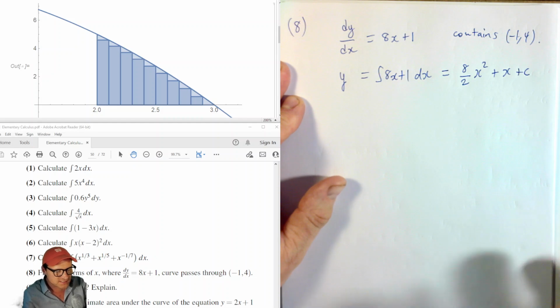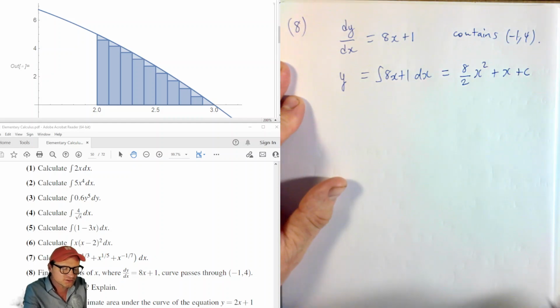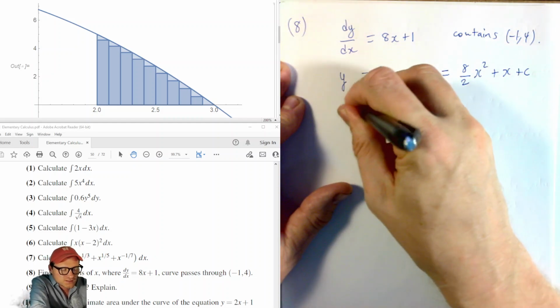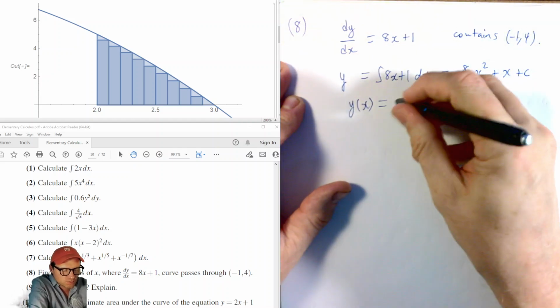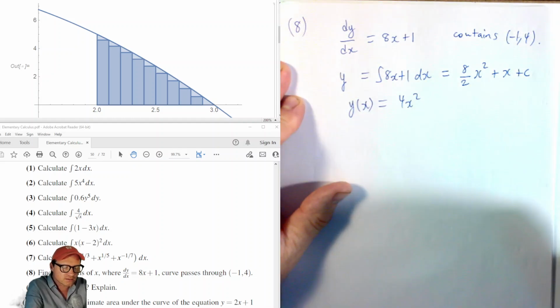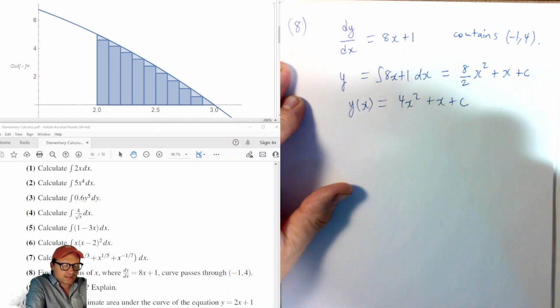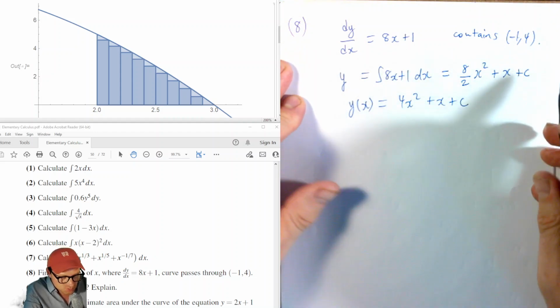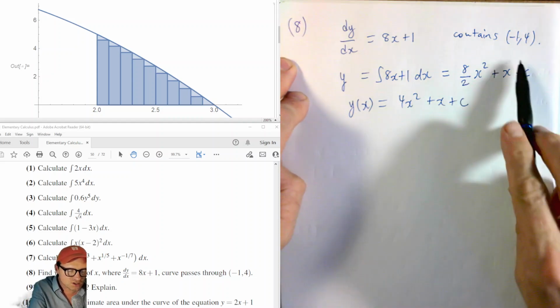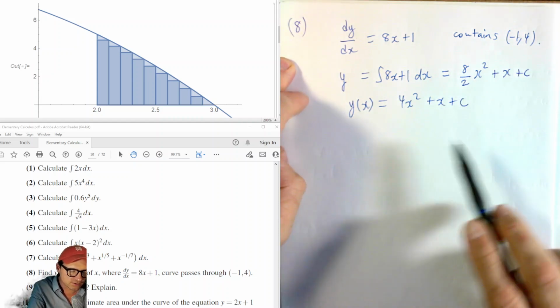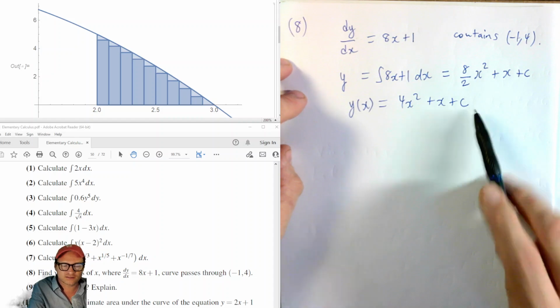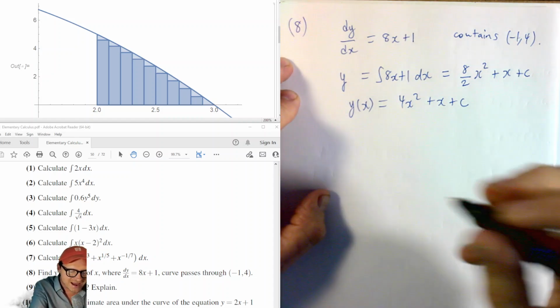Okay, so fantastic. Let's simplify that. 8 over 2. And so y as a function of x is equal to 4x squared plus x plus c. Now, since it contains this point (-1, 4), we can use that, subbing in here, to find out what c is.